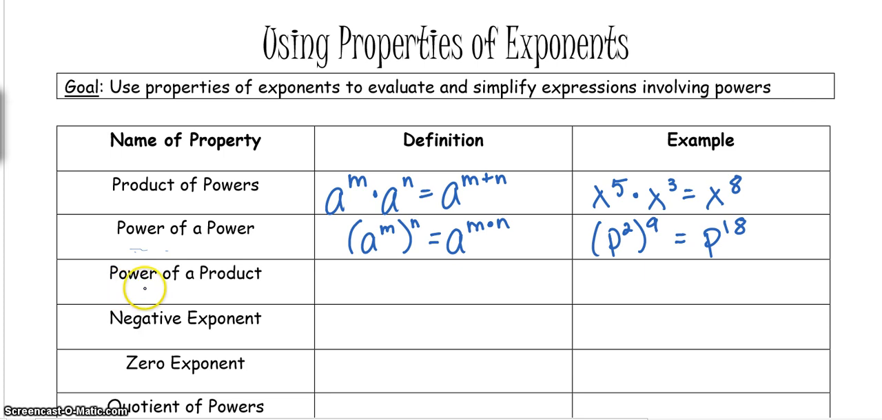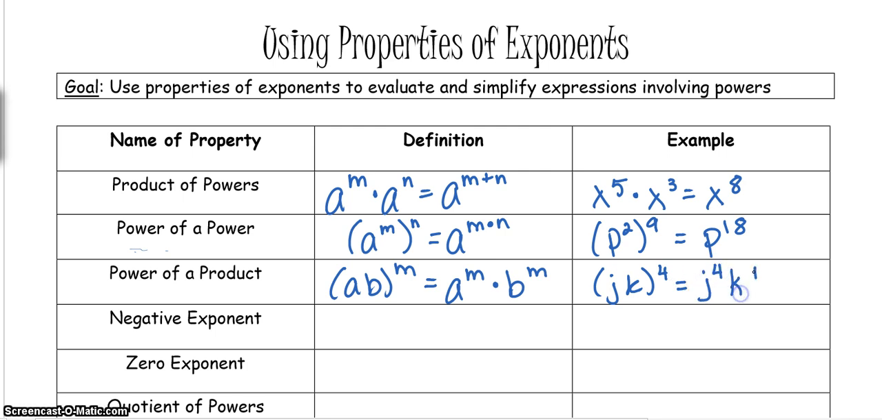The next property is the power of a product property. So for example, if I had a times b raised to the m, that would be equal to a to the m times b to the m. So for example, if I had jk to the 4th power, that would be equal to j to the 4th times k to the 4th.